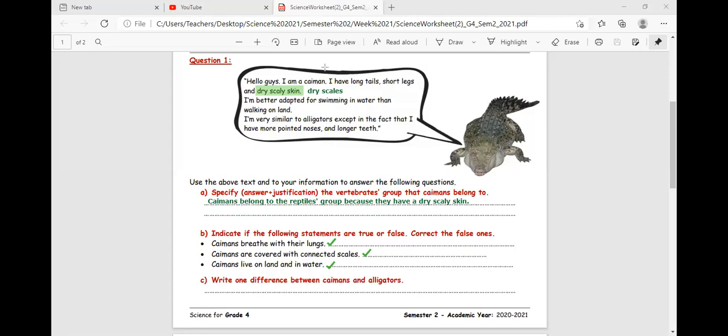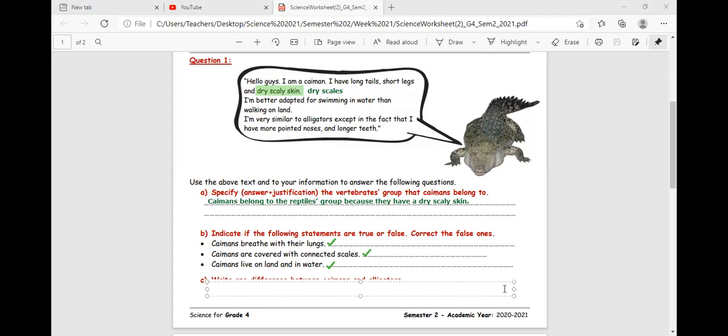What is one difference between caimans and alligators? Yalla ya Aline. What is one difference between caimans and alligators? Amal and Aline, what is one difference between caimans and alligators? Can I say it? Amal and Aline's turn.